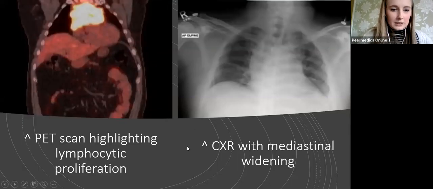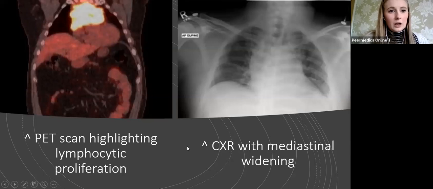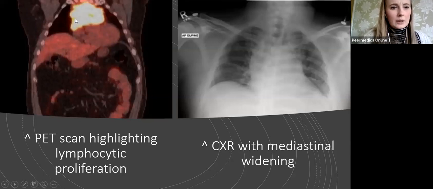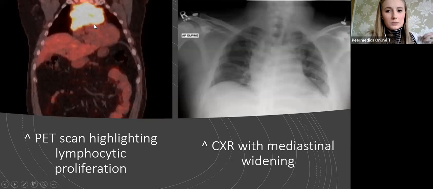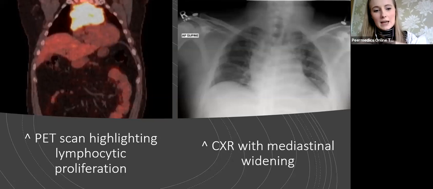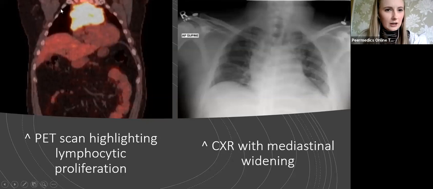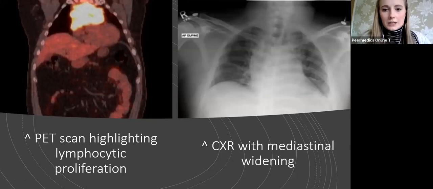So yeah, some pictures here to demonstrate what that looks like. It's a pediatric PET scan, but it's showing you where... the PET scan involves giving radioactive sugars, which are taken up by proliferating cells. So if you've got lymphocytic proliferation, say here in the mediastinum, that's going to show up as glowing. So it really quickly and easily highlights to you where you've got this cancerous activity. And mediastinal widening is obviously only going to be there if they've got lymph nodes that are cancerous within the mediastinum or other areas.